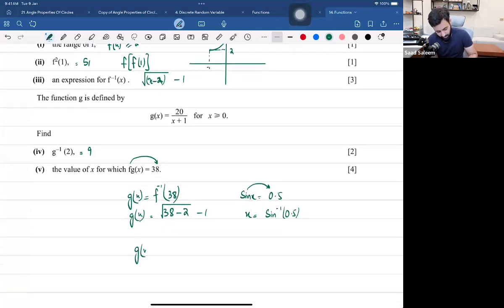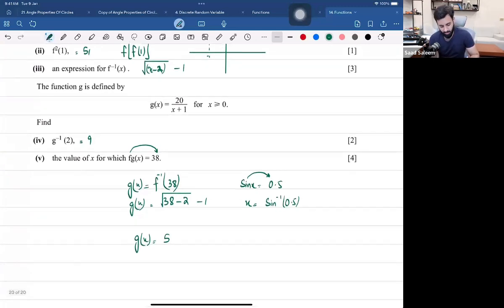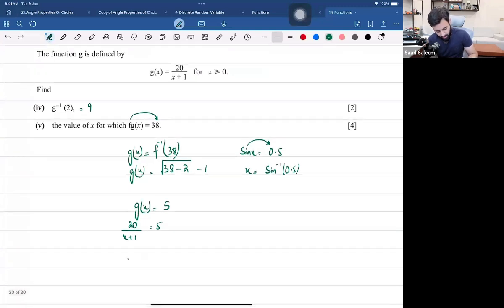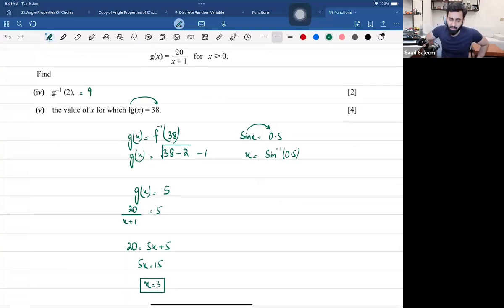Okay, so g of x is equals to 38 minus 2, that's 36, square root of which is 6, 6 minus 1 is 5. So that means now what you're solving is basically g of x equals to 5. Okay, which means 20 over x plus 1 equals to 5. Now let's solve this. It's going to be 20 is equals to 5x plus 5, which means 5x is equals to 15, which means x equals to 3. So this way, you won't have to form the composite function, although you can do it. That's perfectly all right. But this way, you'll end up saving some time for yourself.